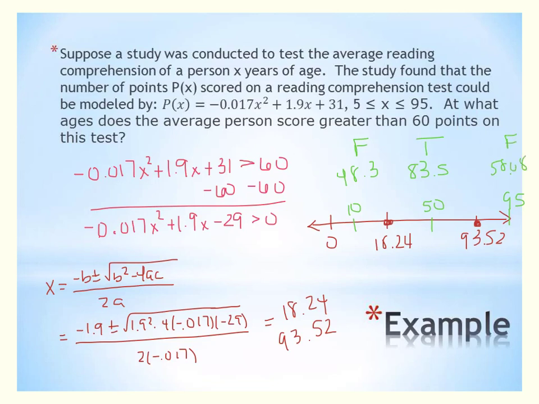So our answer is going to be an AND. It's going to be 18.24 less than, well, we'll do less than, not equal to, since it said greater than and not greater than or equal to, x less than 93.52 years old, our age.